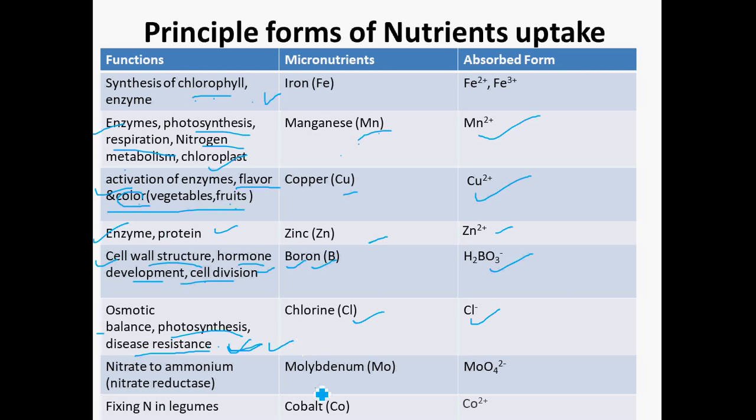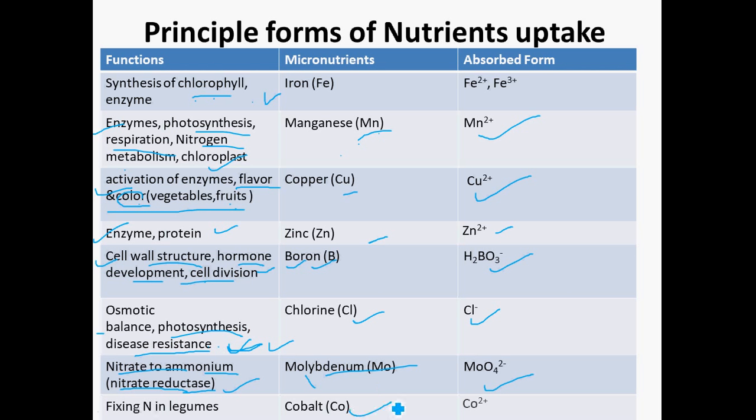Now the next one is molybdenum. Plants take up molybdenum in the form of molybdenum ions, and it is part of an enzyme named nitrate reductase. The nitrate reductase enzyme helps in the reduction of nitrate to ammonium. That is the main function of molybdenum.